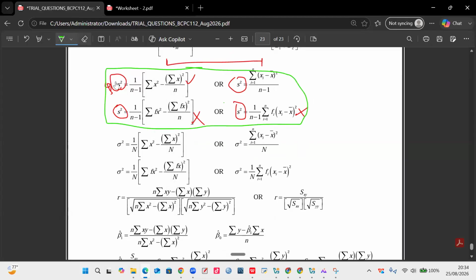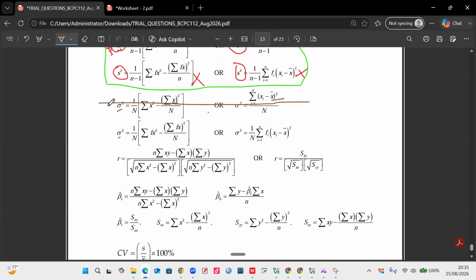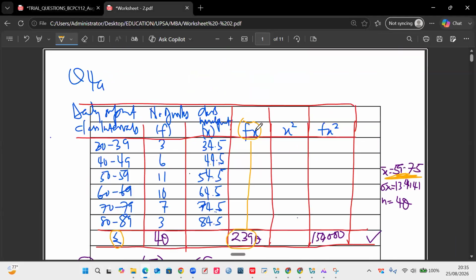So if I want the population, I have to come down here. This one is for continuous data, with x squared, and this is also x squared. So these are out, because we are not dealing with continuous or grouped data. Now here, there's the population variance. I have two formulas, this one and that one. But look at the columns we drew: fx, x squared, and fx squared.